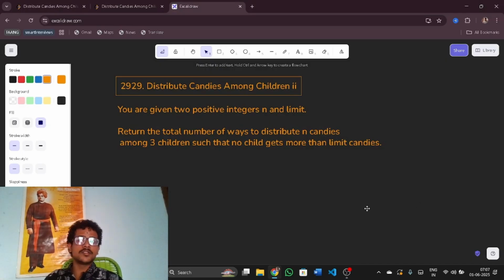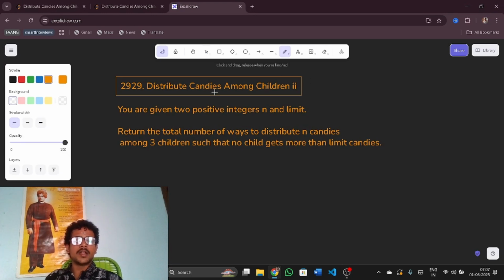Hello everyone, let us now discuss how we can solve this problem. Distribute candies among children. Second question, right? So the first and the second question's difference is just the constants. Now let us understand what is given in the question.